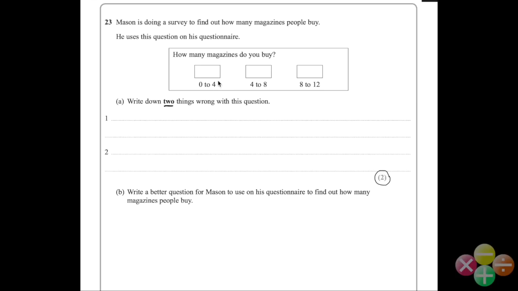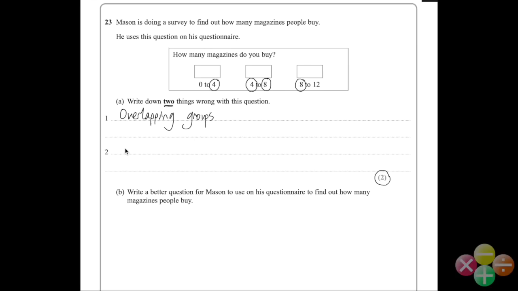Well, the first thing that jumps out at me is we've got 0 to 4 and then we've got 4 to 8. So if I bought 4 magazines, I wouldn't know which box to tick. So we've got overlapping groups. And it's the same for the 8 as well. The 8 appears in the middle group and in the last group. The groups mustn't overlap.